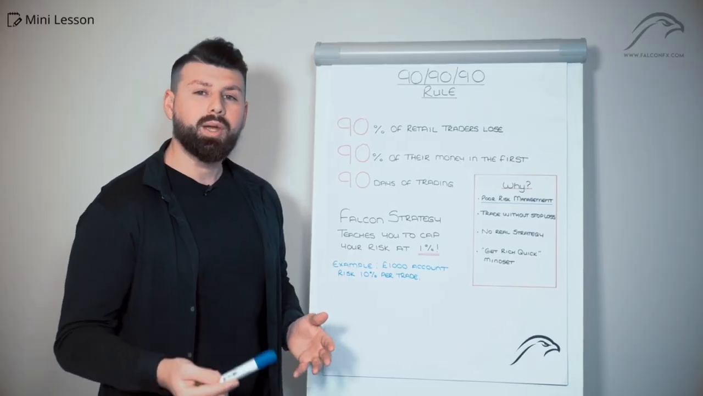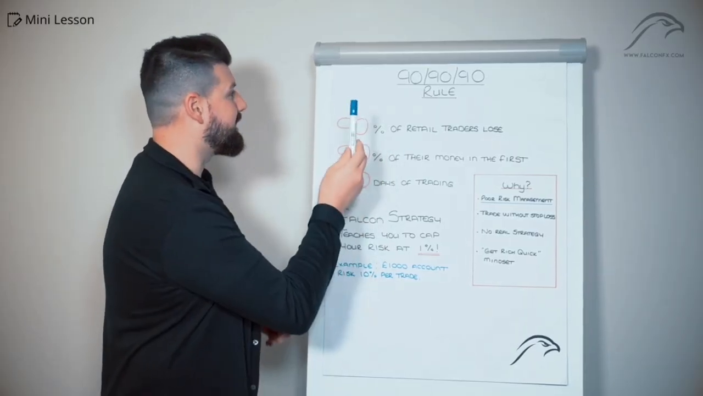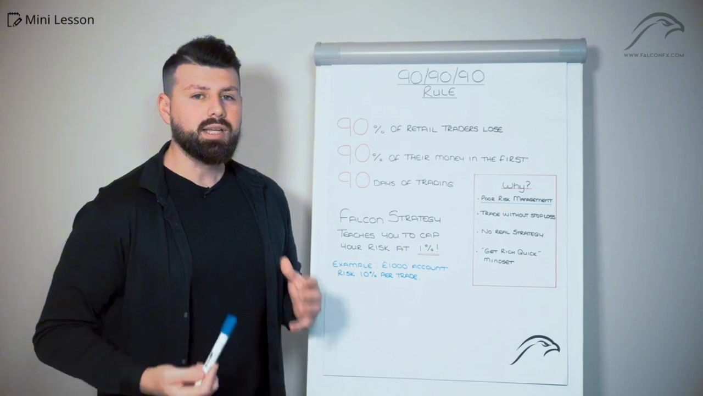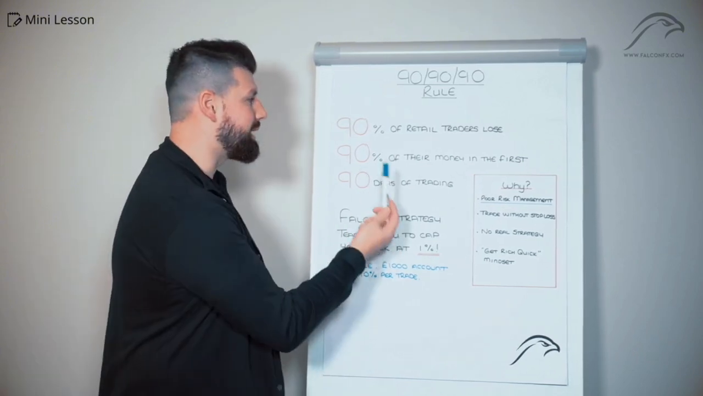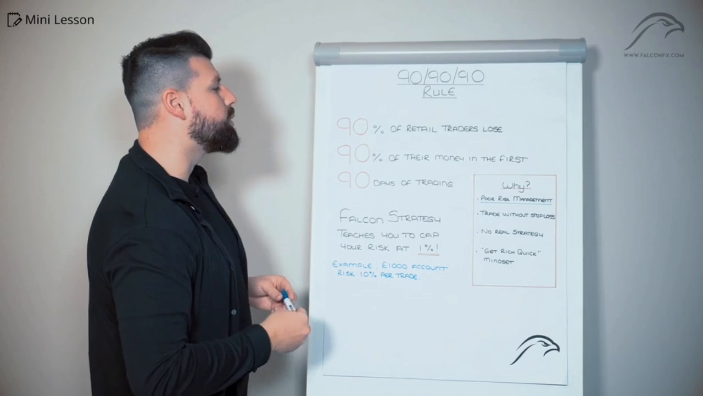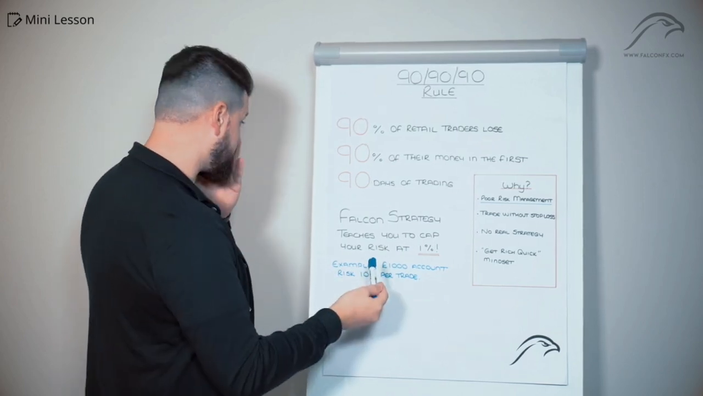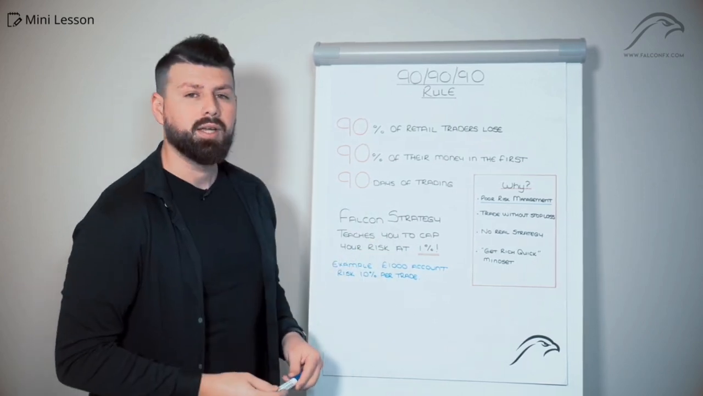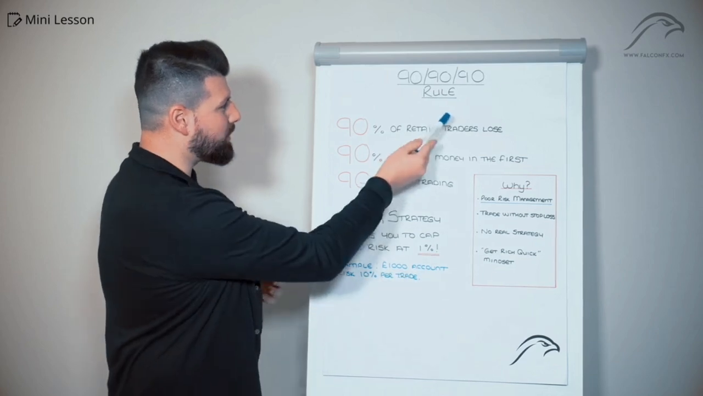Right, guys and girls, so just a quick mini lesson on the 90-90-90 rule. There's a great benefit in understanding what this rule means. Why is that? Well, you've heard the saying that 90% of retail traders lose 90% of their money in the first 90 days of trading. Why is that? Why do people fall into this category?